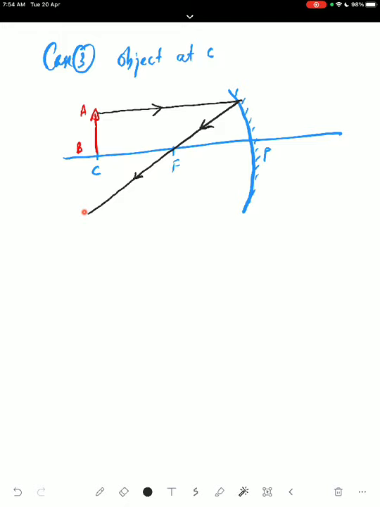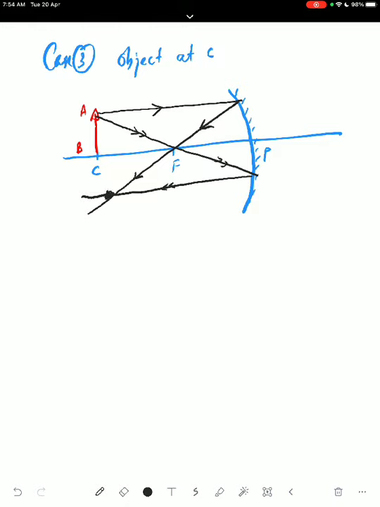So for the second one you can take any choice, there is no objection to that. Here I am taking the second ray that is passing through the focus. After reflection, it becomes parallel to the principal axis. So after reaching here, it becomes parallel, and it comes here, meeting at this point.